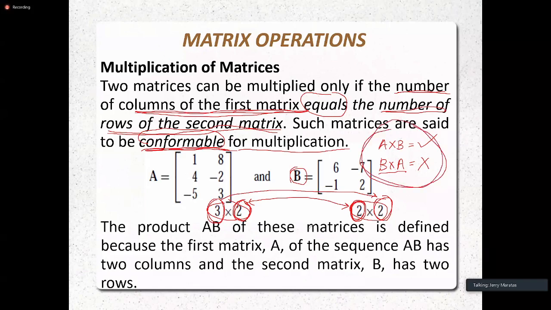So we have solved the conformability issue. The next thing is what should be the size of the resulting matrix. Unlike addition and subtraction, where the size of the result is the same as the size of the two matrices, now the question is what the size of the resulting matrix is if we multiply two conformable matrices. The product of these matrices is defined because matrix A of the sequence AB has 2 columns and the second matrix B has 2 rows. Let me just explain this one.